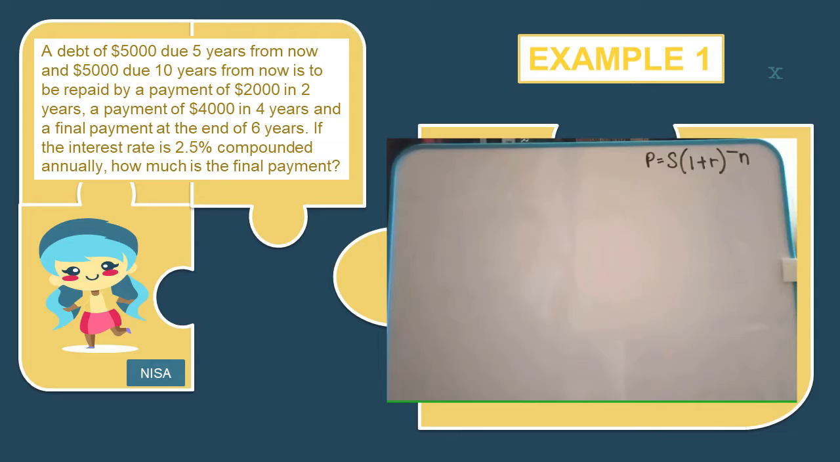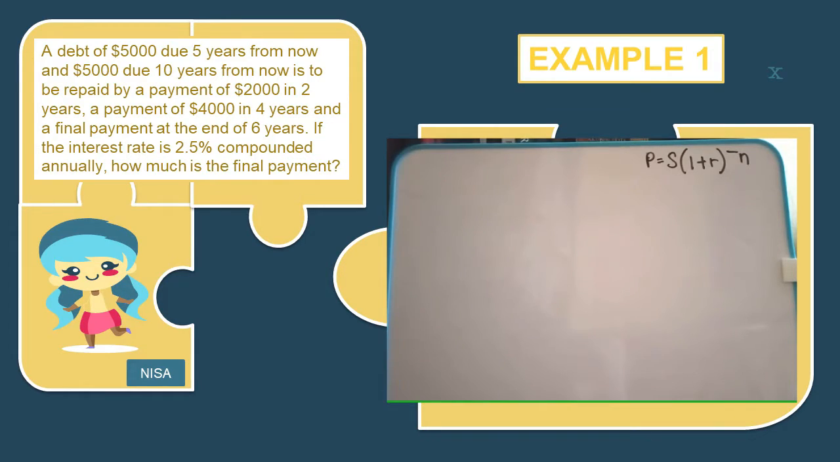Next, a debt of $5,000 due 5 years from now and $5,000 due 10 years from now is to be repaid by a payment of $2,000 in 2 years, a payment of $4,000 in 4 years, and a final payment at the end of 6 years. If the interest rate is 2.5% compounded annually, how much is the final payment?